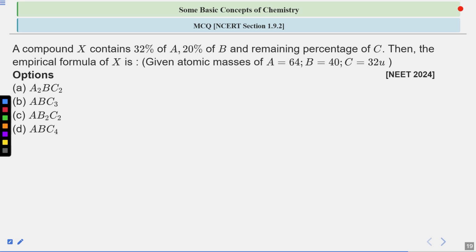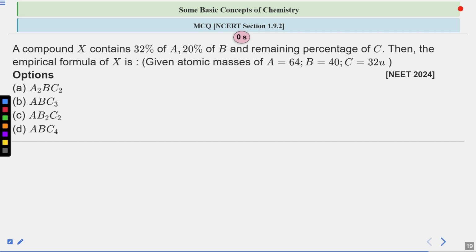Now, again a question from NEET 2024. There is a compound X which contains 32% A, 20% B and the remaining percentage C. So 100% is the total one. You can simply calculate the percentage of C by subtracting from 100. The atomic mass of A, B, C is given. You have to say the empirical formula of X. Your time to solve this question starts now. I guess it's a very easy question. Just convert the percentage into gram, divide by the molar mass, get the number of moles and you will get the empirical formula.